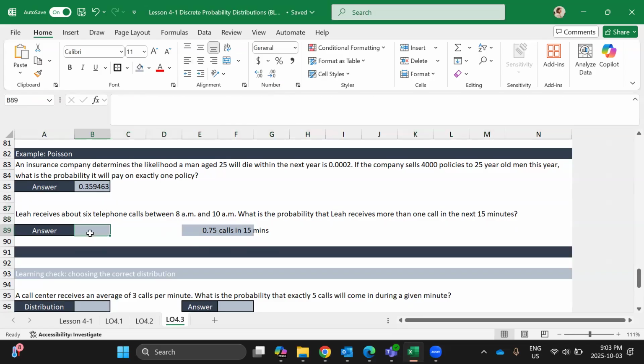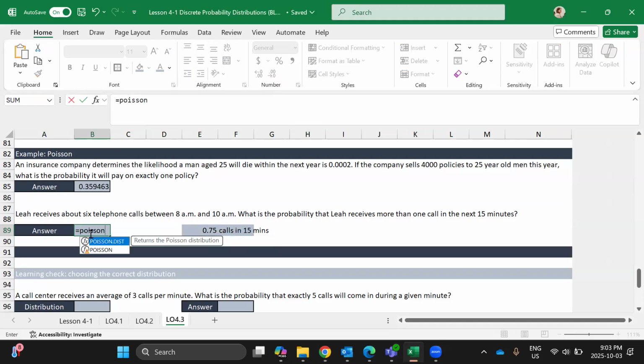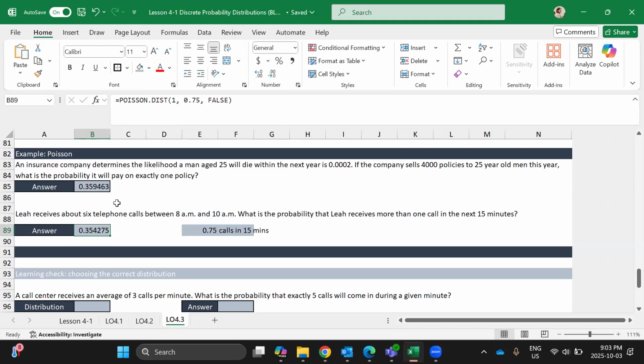So let's say you wanted the probability that she gets 1 phone call. We could take 1 phone call, with the lambda value of about 0.75 phone calls in 15 minutes, and we always set the last option to false. So the probability of 1 phone call is about 35%. The problem that makes this question more complicated is it's not asking you for 1 phone call, it's more than 1 phone call. So you actually have to use the rule of complement here.